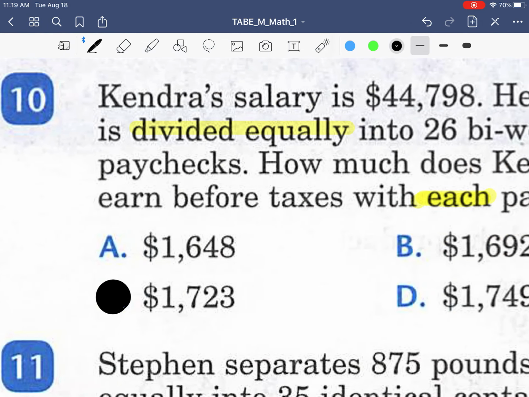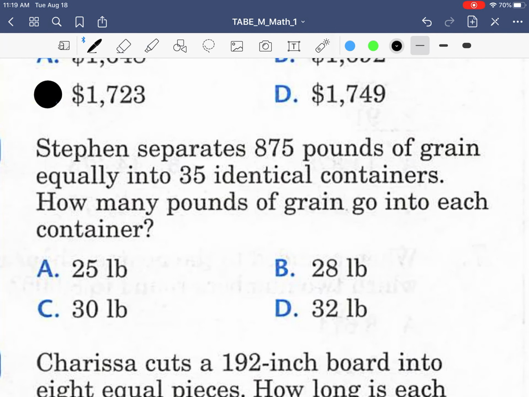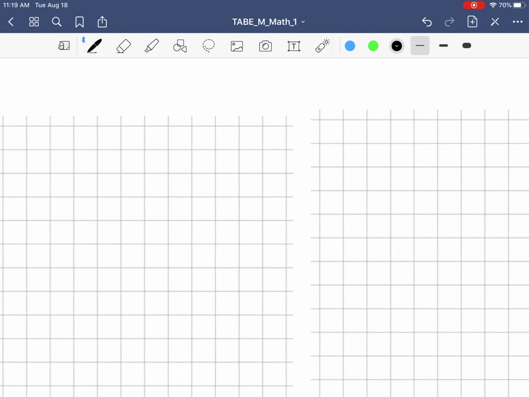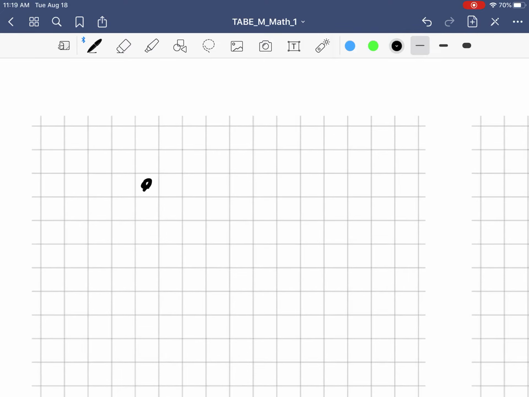Okay. Number 11. Stephen separates 875 pounds of grain equally into 35 identical containers. How many pounds of grain go into each container? So 875 divided by 35.